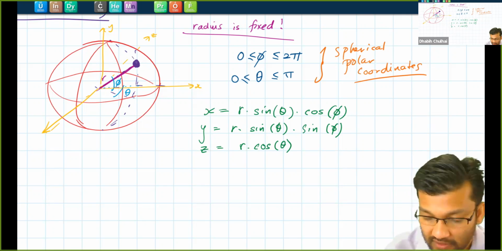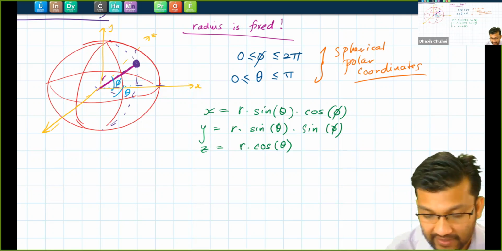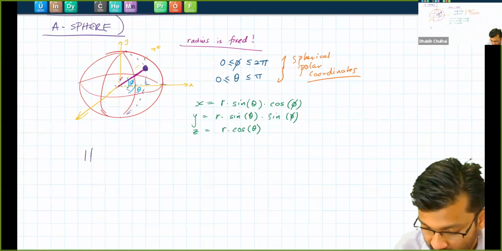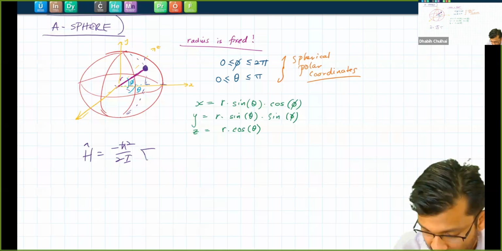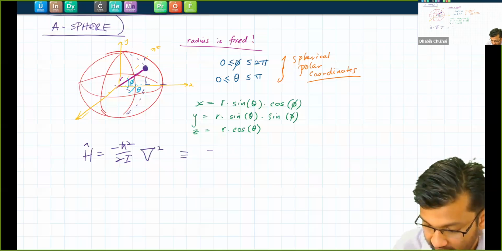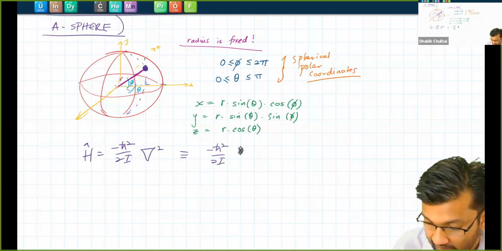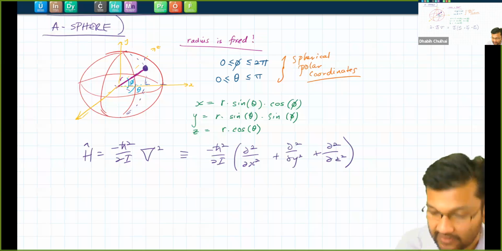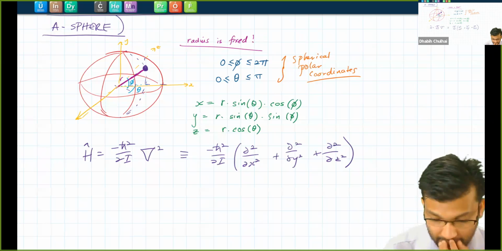Of course, we're not going to do all the algebra to translate everything for you, but in short, the Hamiltonian would be negative h bar squared over 2I nabla squared, right? Which is equivalent to negative h bar squared over 2I times, in Cartesian coordinates, d squared dx squared plus d squared dy squared plus d squared dz squared, because we need to look at motion in all three directions.